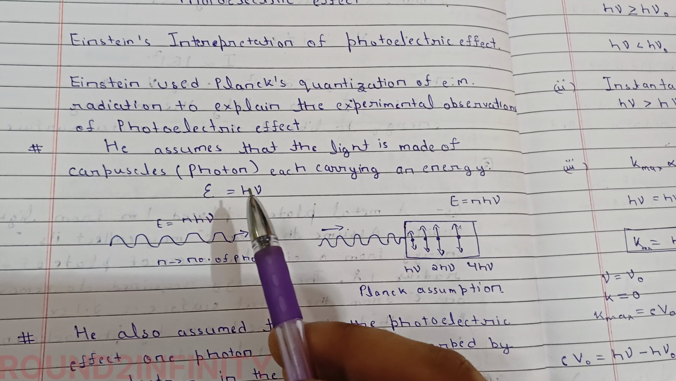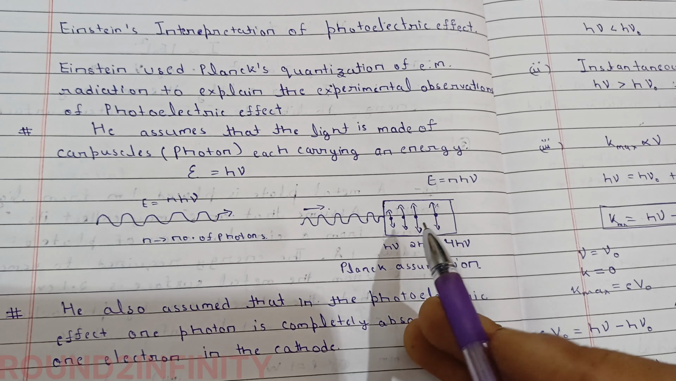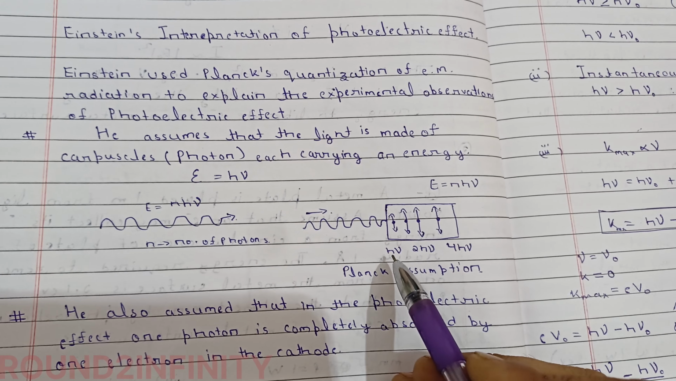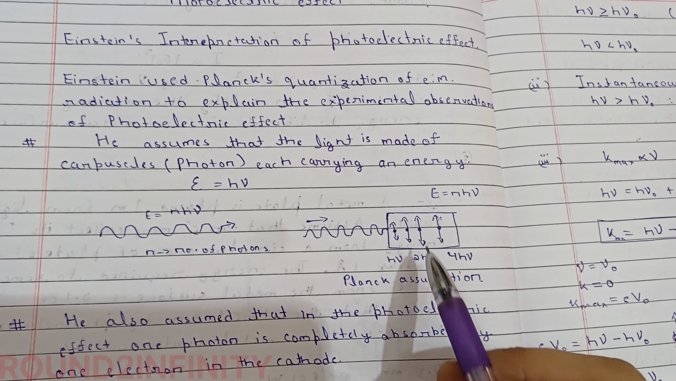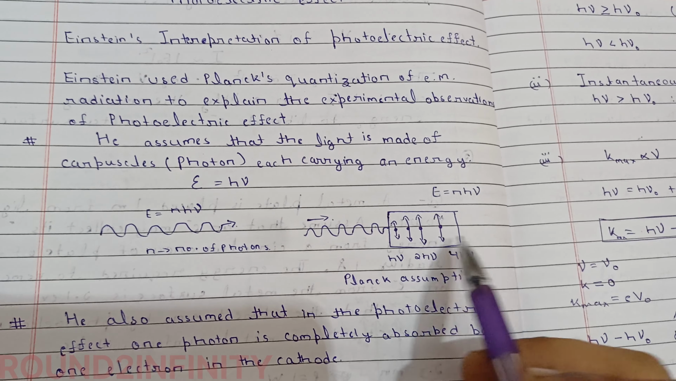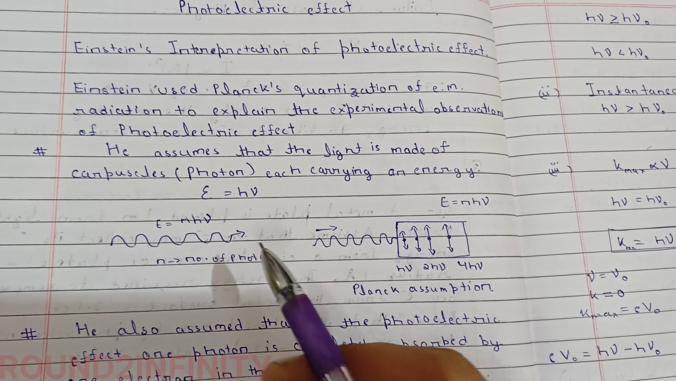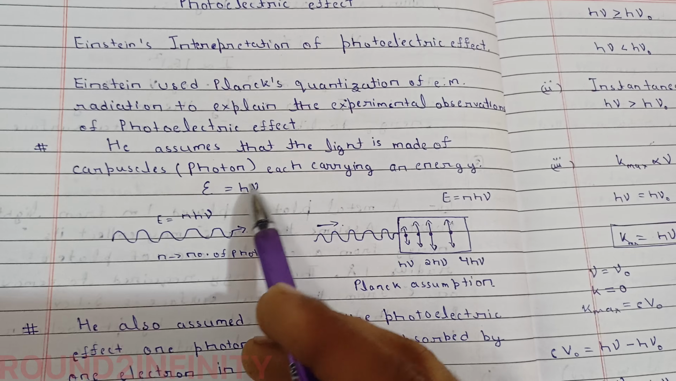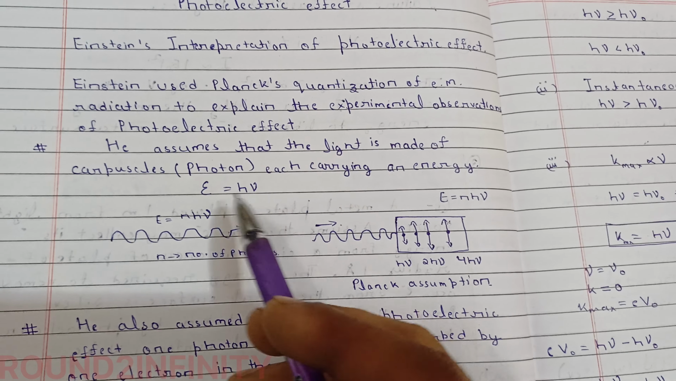What is the difference between Planck's theory and this Einstein interpretation? In Planck's theory we assumed that energy can come in packets of h nu, 2h nu, or 4h nu. It can be this energy, this energy, or this energy. But Einstein assumed that each packet has h nu energy only, and we call that packet a photon. So it won't be 2h nu or 3h nu, each will be h nu.